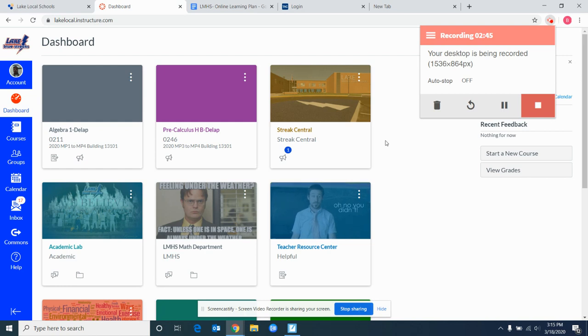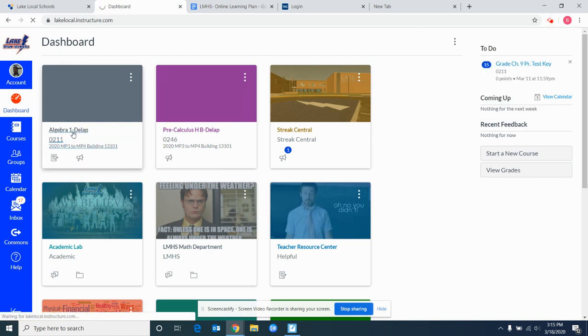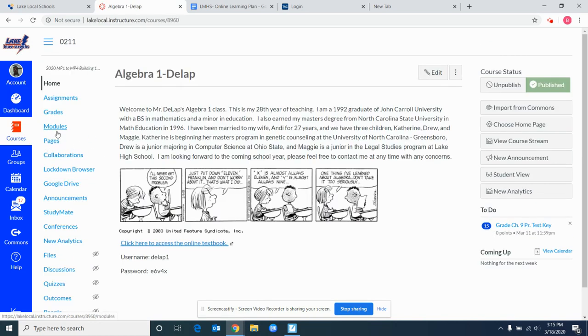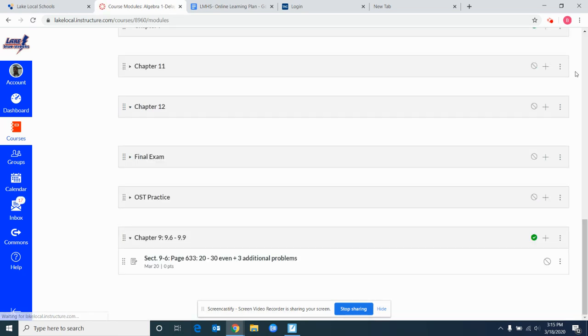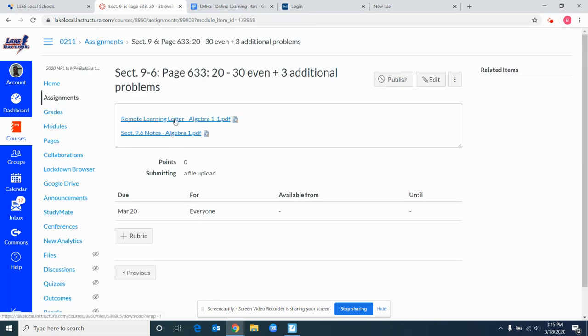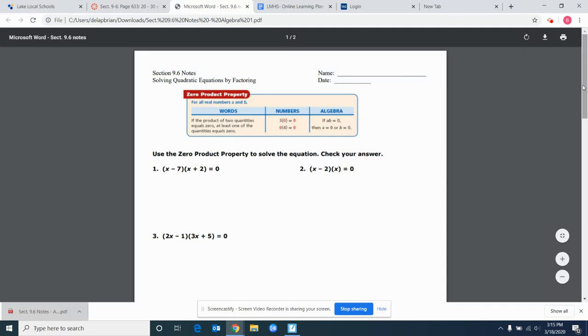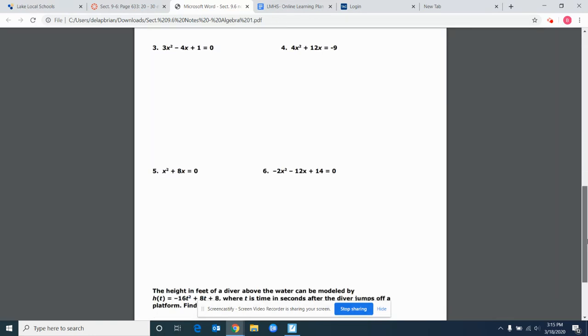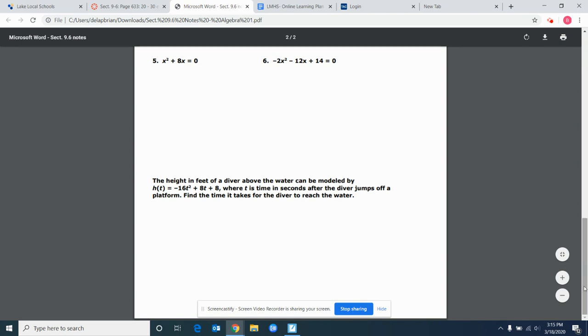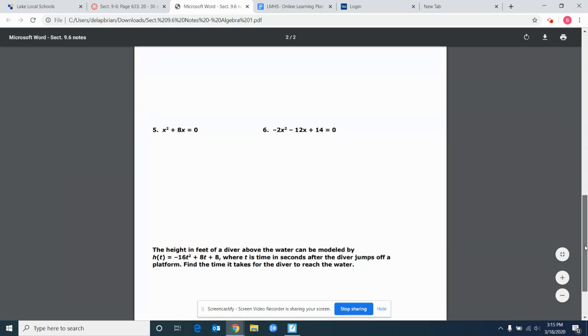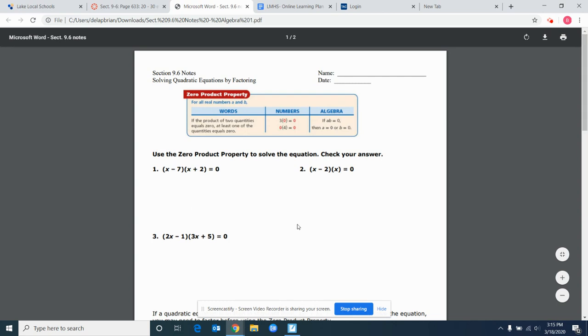Okay, so I uploaded the guided notes, and for most sections, there will be guided notes available. It will be listed under basically the assignment. I'm going to go to modules. I'll go to the section for that day. And then you see the remote learning lesson, and then you see the section 9.6 notes. You're more than welcome to print those off and then use them as a guide. I would do that before the lesson starts. Okay, so go to there, print those off, and now you have everything that you can access, and then you can just write on those, keep those in your notebook as we're working through these.